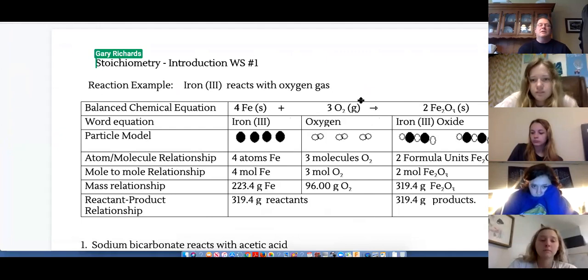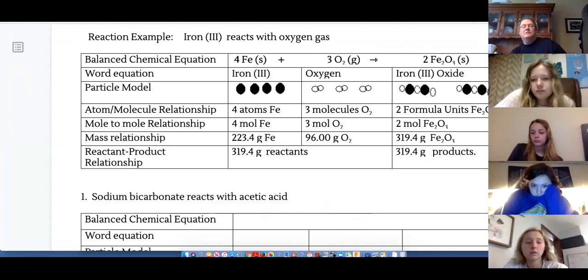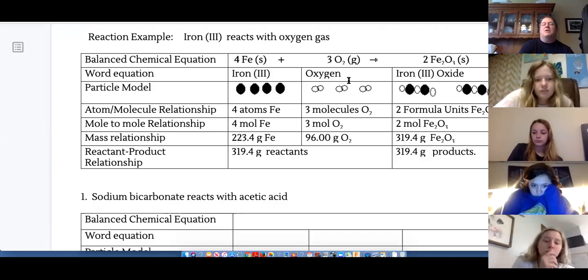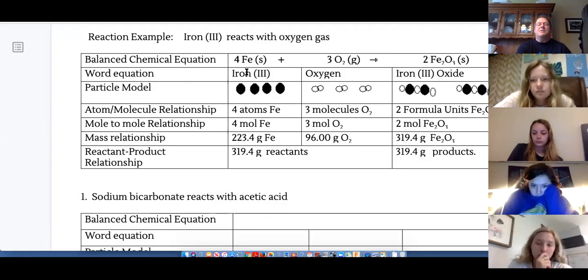It gives you the sample here of what you're going to have to do in the other graphs. It's the balanced equation, the word equation, iron plus oxygen forms iron(III) oxide. A particle model. There are 4 black circles to represent the 4 atoms of iron. 3 groups of 2 circles representing the 3 oxygen molecules. And then 2 groups of Fe2O3. So here's a Fe2O3. Each one has 2 black circles and 3 clear, representing the 2 irons and 3 oxygens, and there's 2 groups of them.